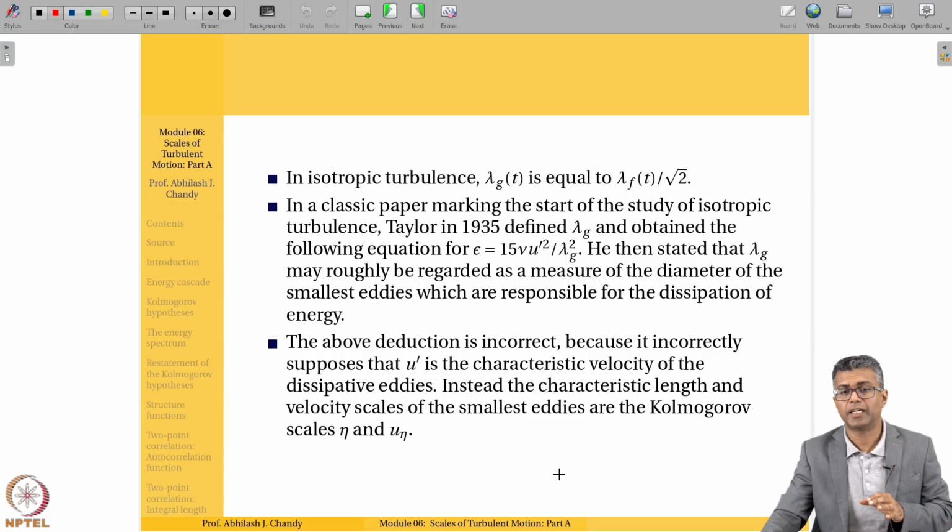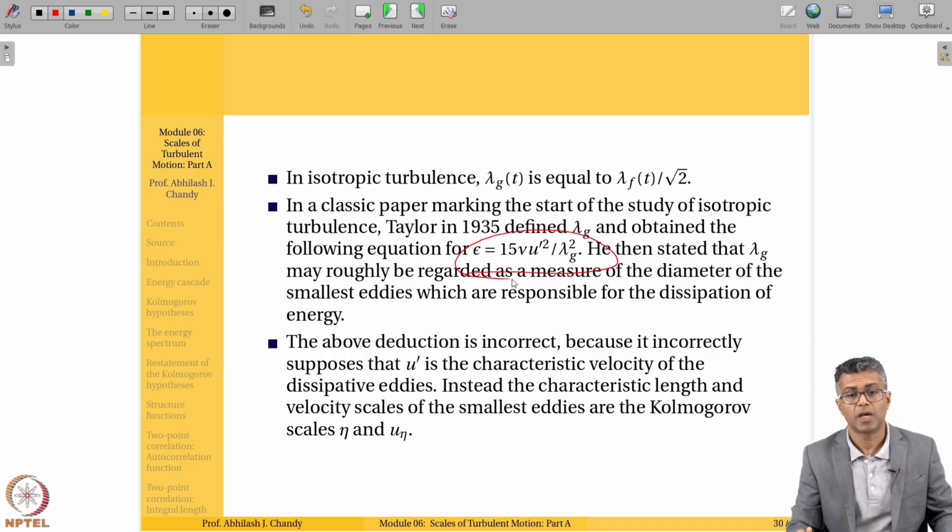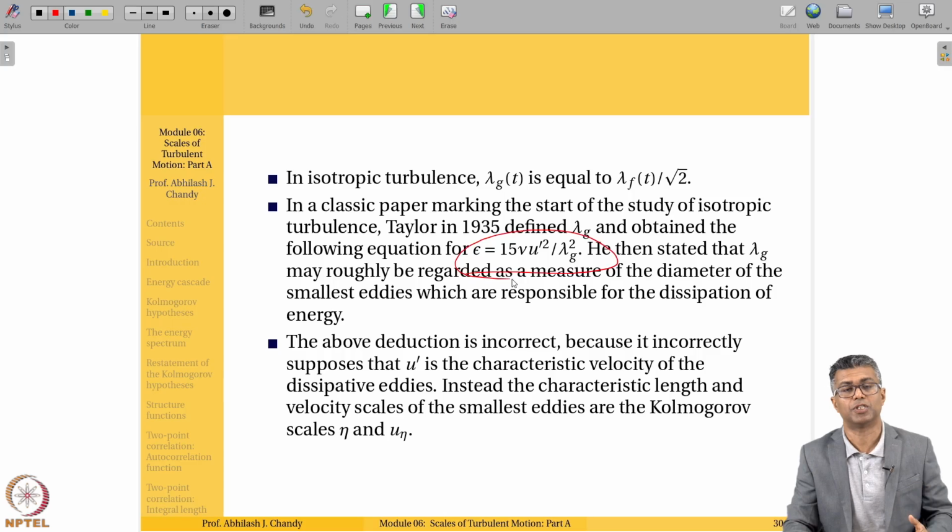So what Taylor did in 1935 is he defined lambda g and obtained the following equation for dissipation: dissipation is equal to 15 nu u prime squared over lambda g squared. He then stated that lambda g may be roughly regarded as a measure of the diameter of the smallest eddies.